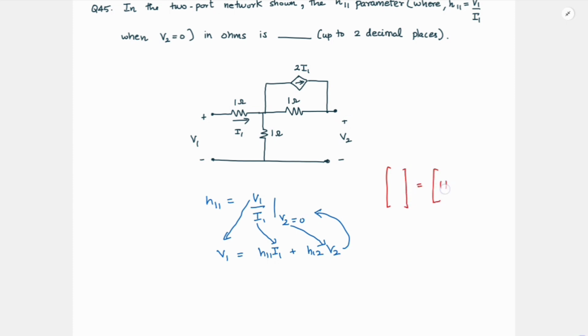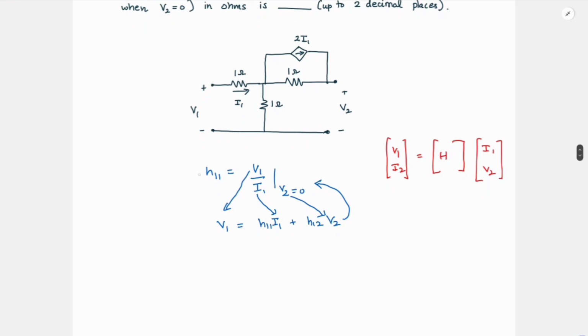You have your H matrix and then you have your other side parameters. So this one is I1 and V2, and here we have V1. What should be the other one? It should be I2, because there are only four main parameters for a two-port network, which are V1, V2, I1, I2. Your H matrix will just be H11, H12, H21, H22. So just with this equation, you can actually get the entire H matrix.